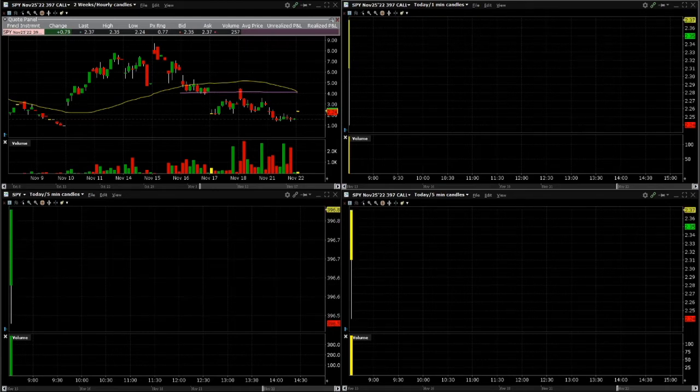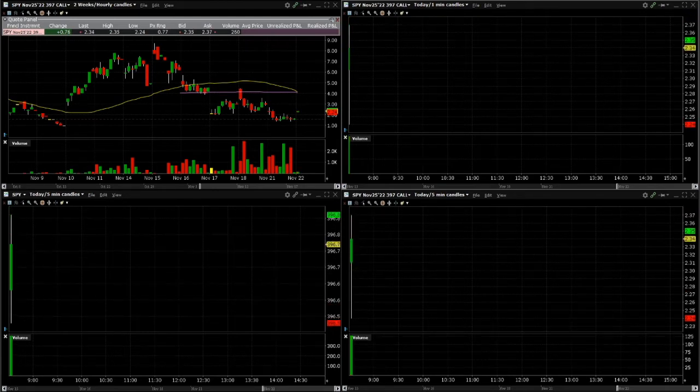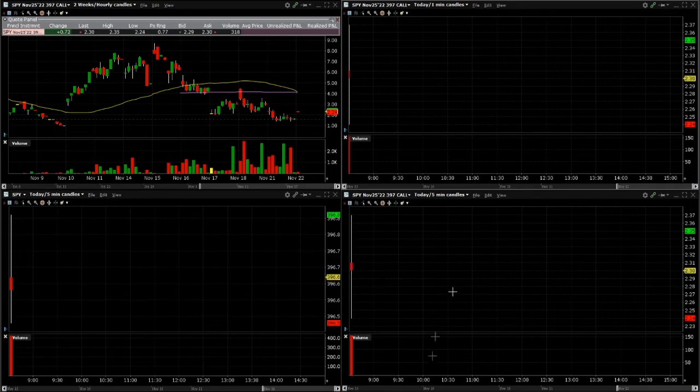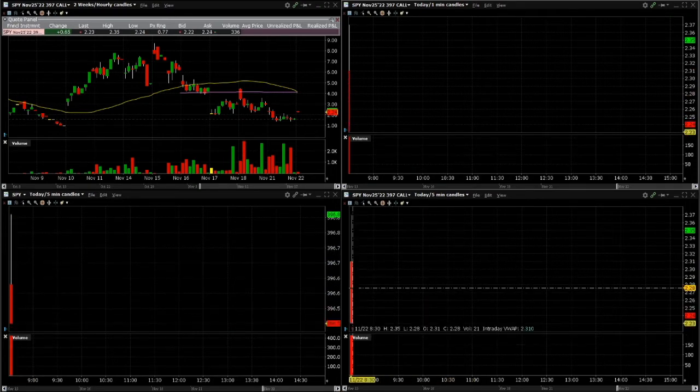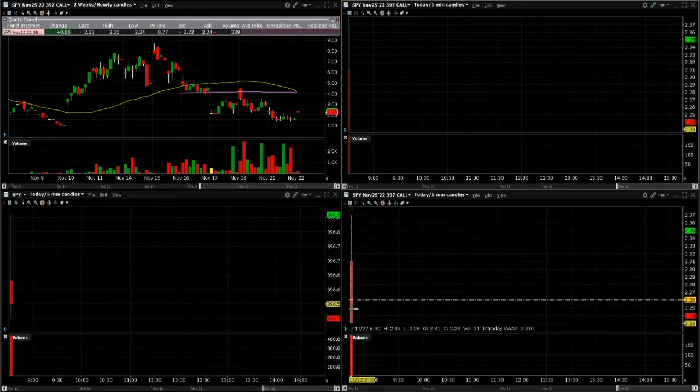And I'm going to wait for a pattern to form. As I said, I want to wait for a pullback on a red candle after the first 5 minutes. So you see this is the first 5-minute candle. It's bouncing around all over the place. Right now it's moving down.